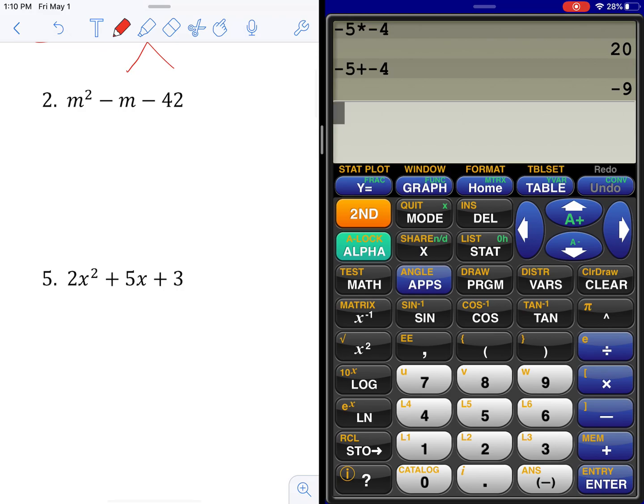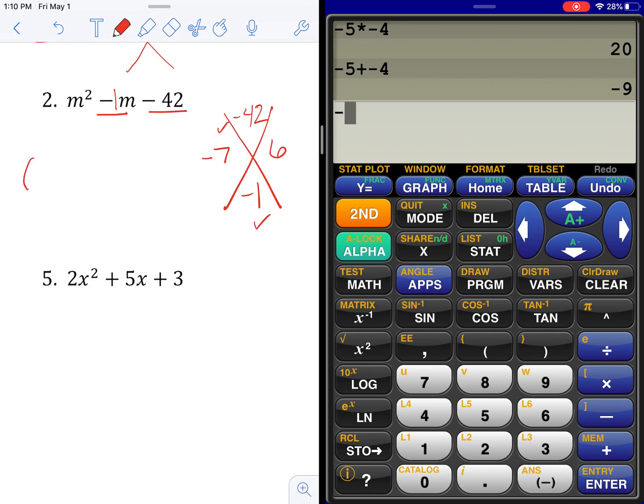Moving on to number 2. Again, this is a quadratic multiplier. It is the easier type because there's a 1 in front of that first term. So factors of -42 that add up to -1. That would be 7 and 6. The negative goes with the bigger number because the bigger number needs to match this bottom number.